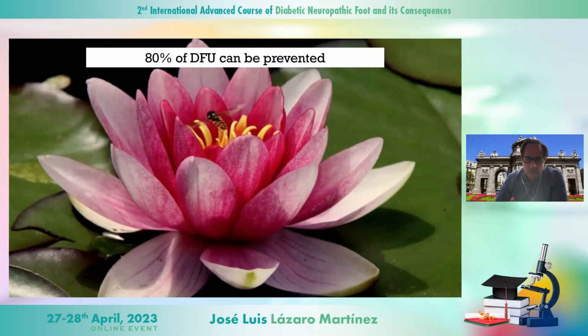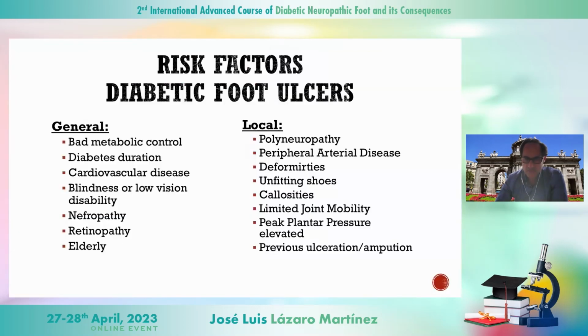The most important thing, the positive message that we can send from here, is that 80% of diabetic foot ulcers can be prevented. The question is why this prevention is not so well implemented for these patients. Because the majority of the effort is put on the acute phase, not on prevention.